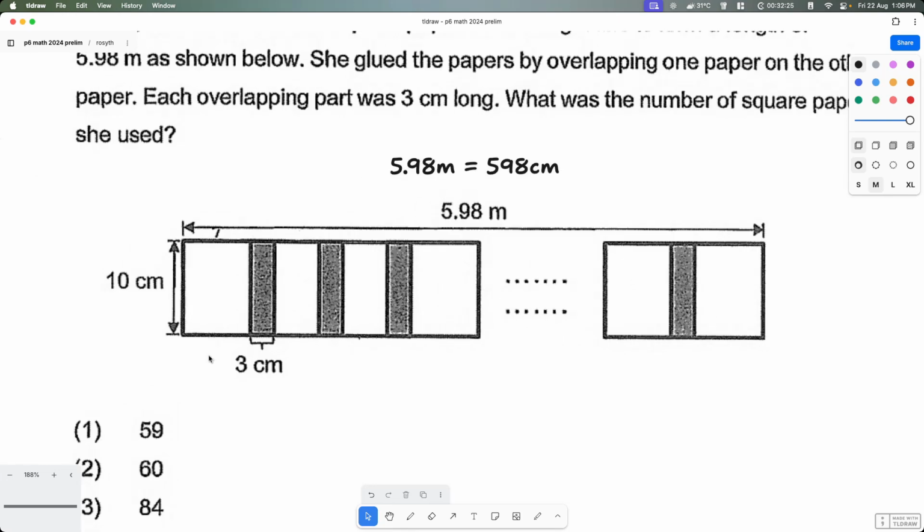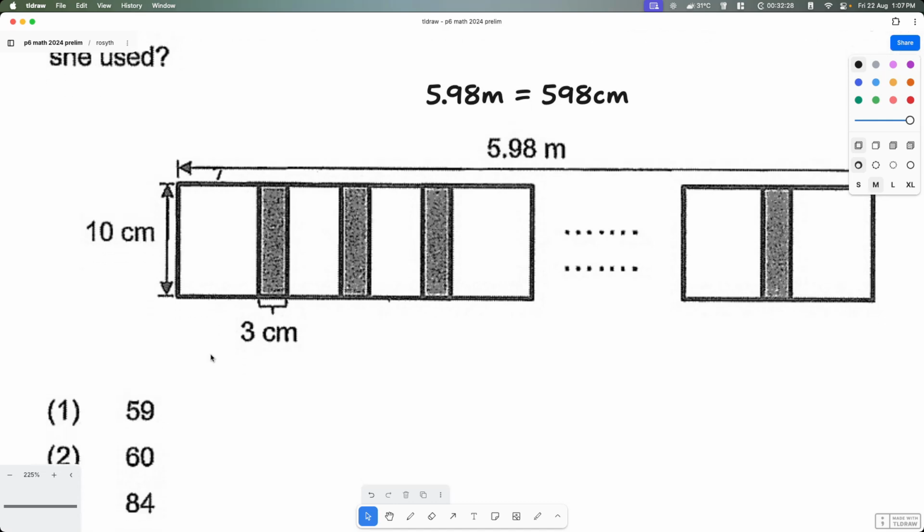Okay, we know we overlap this, right? Starting over here, this start is 7. This one is 7. This whole thing is 10 centimeters, right? And then we also know that it's overlapped with another. So this start, this end, is also another 10 centimeters.